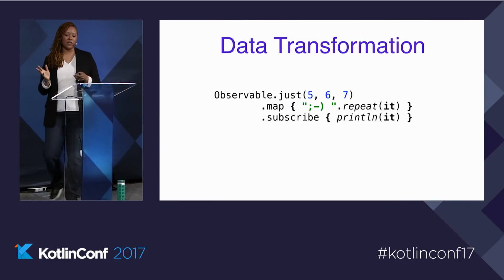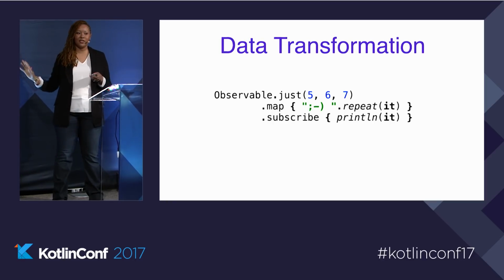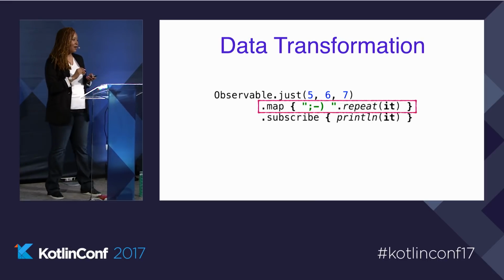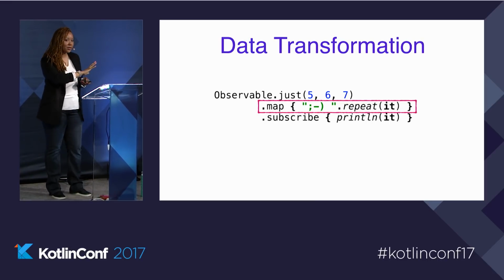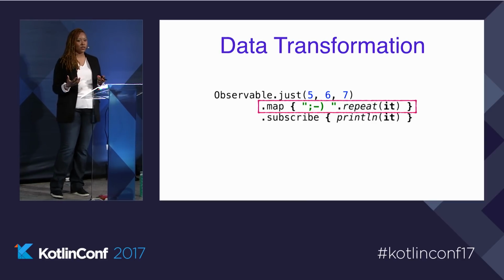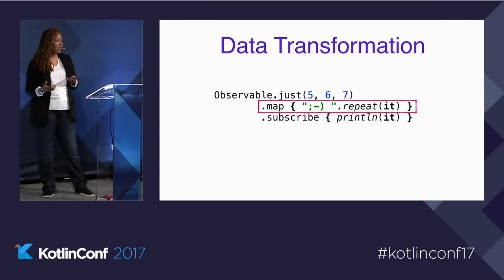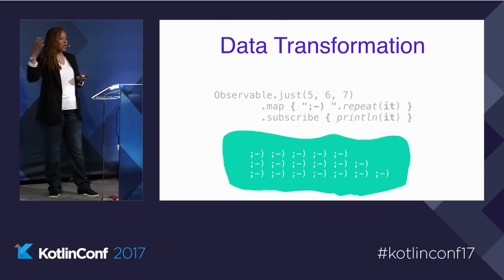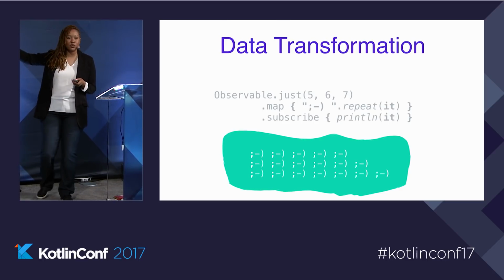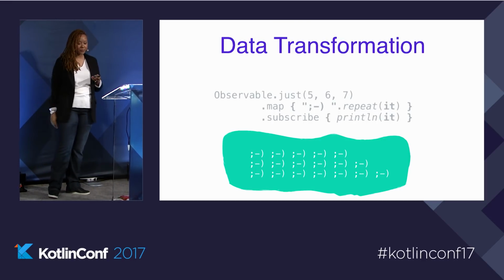So first, data transformation. This is some RxJava code. Don't obsess over it. We're going to cover it in detail later. What I want you to focus on is the portion here that says map. So this is an operator that RxJava provides to users in order to transform from one data type into another. If we took this code, it will give us this particular output, which is a bunch of old school winky emojis, okay? So we get that from this particular code.